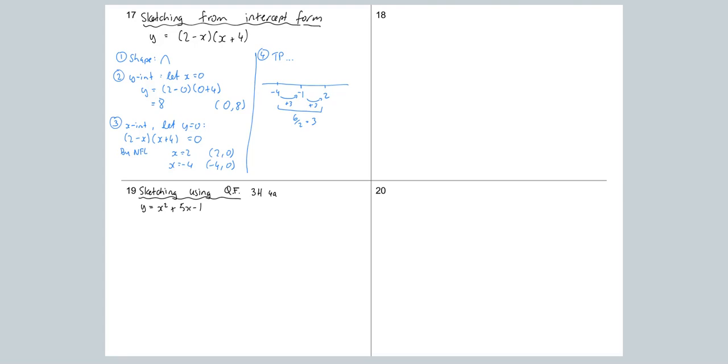Now, the reason why this works is because the parabola is symmetrical. So if there are 2 x-intercepts, then looking at the distance between them and halving it will give us where the turning point is. It'll be the mirror part of the thing. So x is equal to 3. To work out what y is, we simply substitute it in. 2 minus 3, 3 plus 4. 2 minus 3 is negative 1. 3 plus 4 is equal to 7. So we've got negative 7. So the turning point is at 3, negative 7.